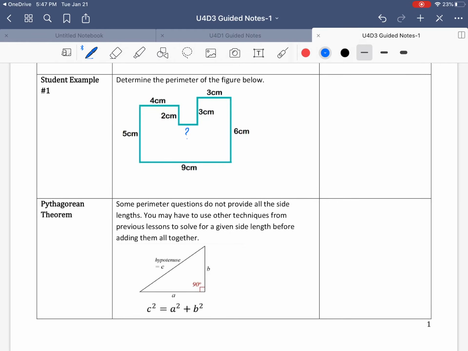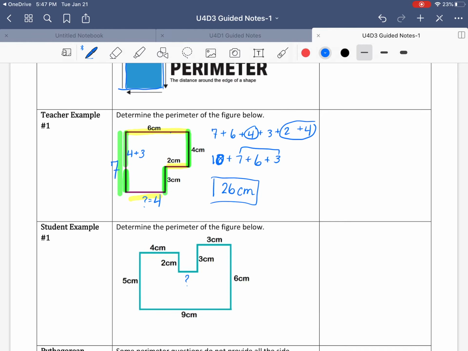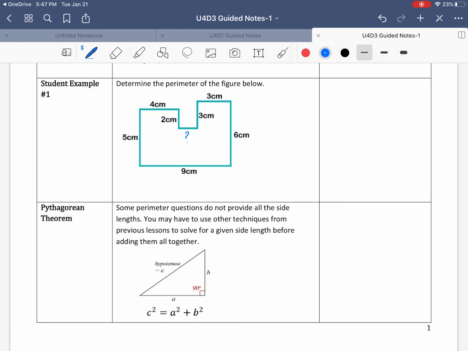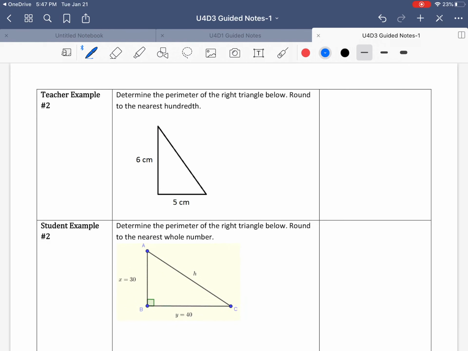Now, the method that we used for our first teacher example is very common in a lot of these perimeter questions. However, sometimes you might need to use another method that we've talked about before, the Pythagorean theorem. So if you don't have all of the side lengths, but you do see a right triangle, then we can use our a squared plus b squared equals c squared to determine one of the missing sides.